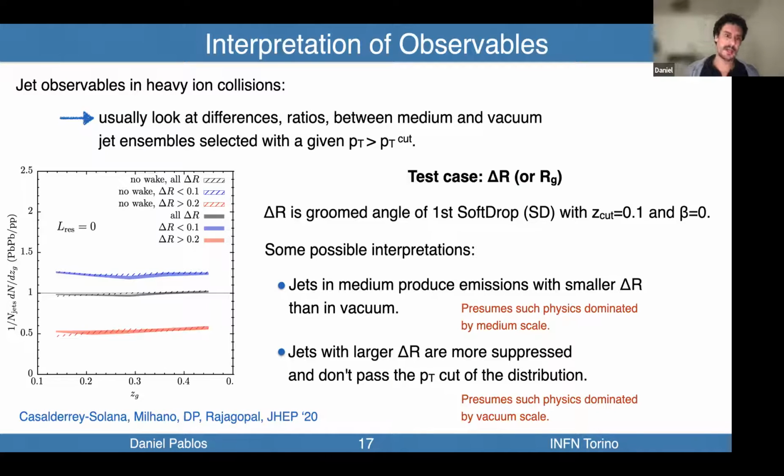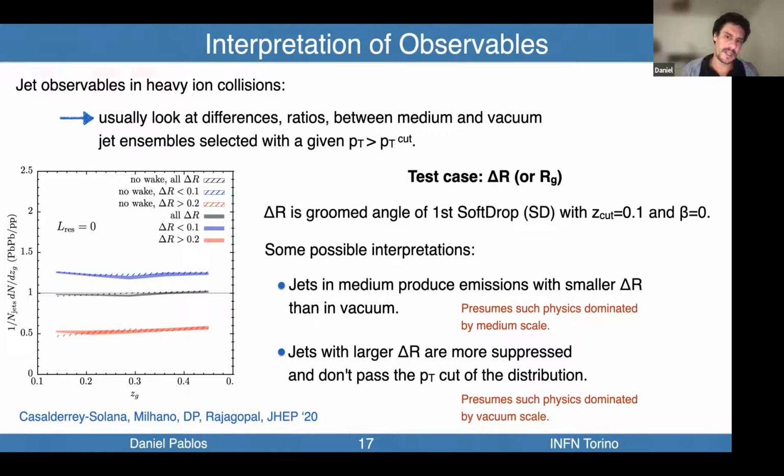I hope I didn't lose you with all these observables together. I just wanted to show that there's a number of observables that we will be able to understand by using the details that can be extracted with this example, with the groomed radius.